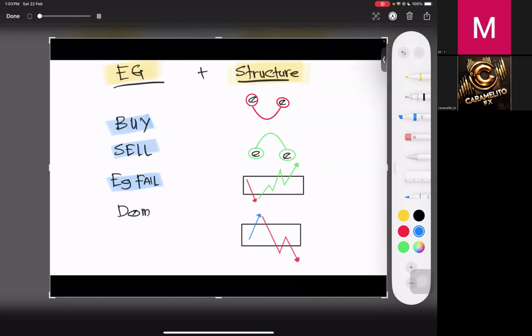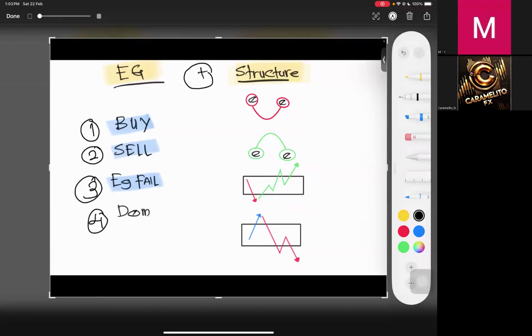Okay, it's actually like this. For engulfing buy, we're going to focus on buy. Our technique, you just need to understand four types of engulfing. That means engulfing buy, engulfing sell, engulfing fail, and dominant, plus structure. Smiley face like this one, are you going to focus on buy or sell? Sell. This is a sell. How about this inverted smile? Buy. Okay, so for engulfing buy, we are going to focus on buy.